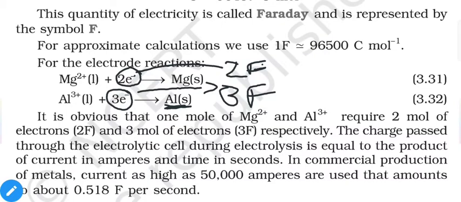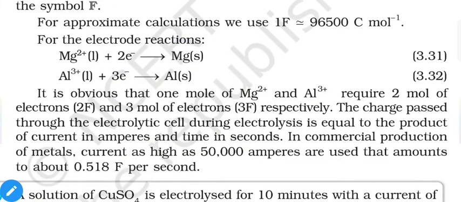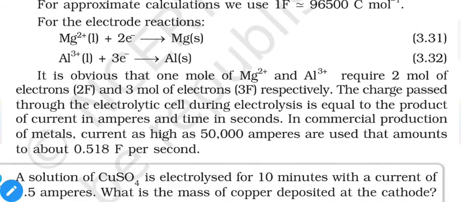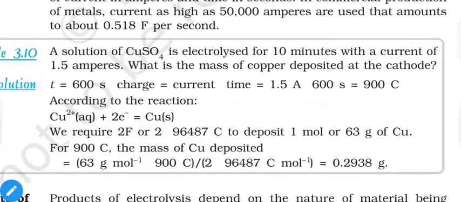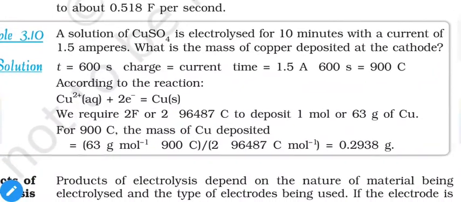The charge passed through the electrolytic cell during electrolysis is equal to the product of current in amperes and time in seconds, as we discussed. Q is equal to I T. In commercial production of metals, currents as high as 50,000 amperes are used, that amounts to about 0.518 Faraday per second. So 50,000 ampere, that means per 1 second it is equal to 0.518 moles of electron. Now a numerical is mentioned, so we can calculate as mentioned here.